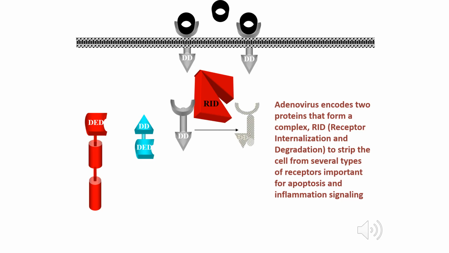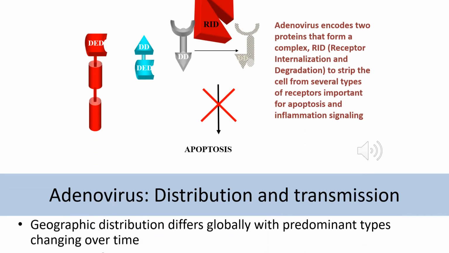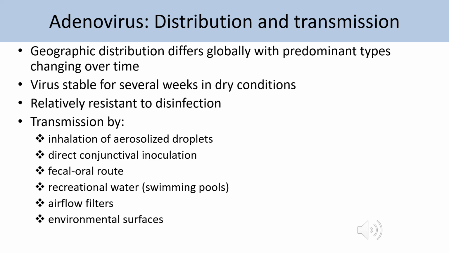So the infected cell that is now expressing RID can no longer undergo an inflammatory response, can no longer undergo apoptosis. So this is quite important in buying time for adenovirus before the cell lyses due to viral replication.